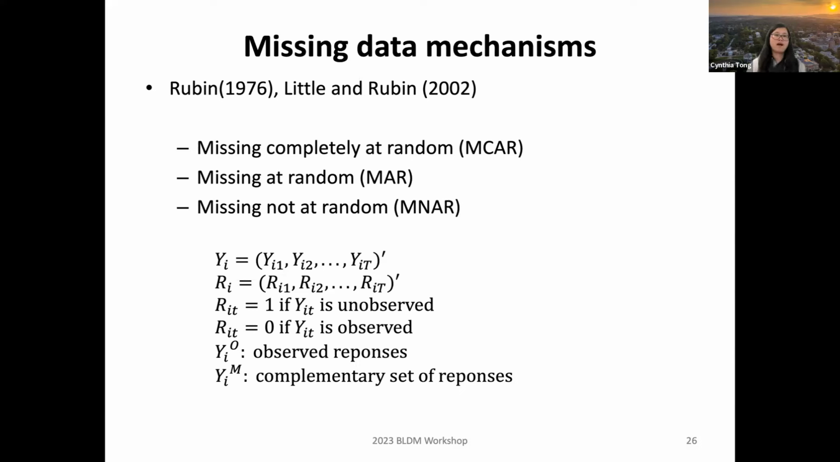Here I use Y_i to represent the observed score for the i-th subject, and R_i is a missing data indicator. So if R_i2 is 1, it just means Y_i2 is unobserved or is missing. But if R_i2 is 0, it means Y_i2 is observed. And also here, Y_i,obs means the observed responses, and Y_i,mis means the missing responses.